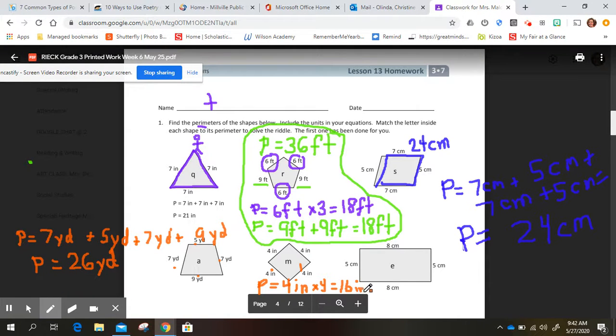inches. And then we have one more here, and let me just change the color again. And now I have to add to get the perimeter 5 plus 8 plus 5 plus 8. Well, perimeter equals 5 centimeters plus 8 centimeters plus 5 centimeters plus 8 centimeters. And if I add all those together, I know that 8 plus 8 is 16. And I know that 5 plus 5 is 10. So 16 plus 10 is 26 centimeters.